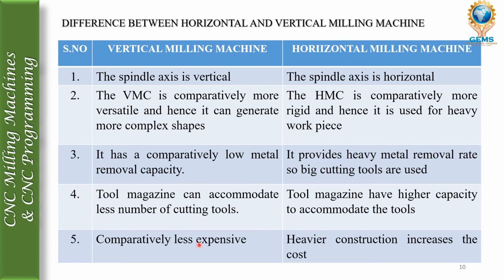A vertical milling machine is comparatively less expensive when compared to a horizontal milling machine, since the horizontal milling machine is heavier in construction, rigid, and very big in size, so the cost also increases accordingly.